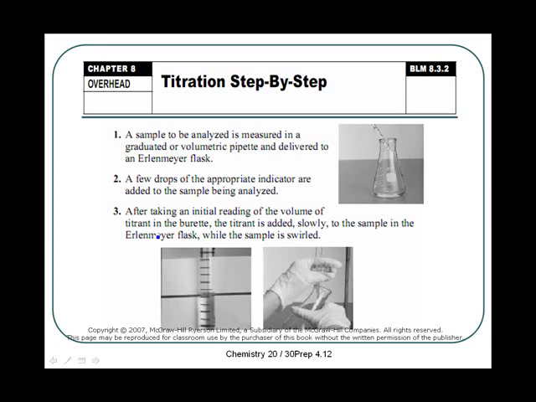After we take an initial volume reading from the burette, we start adding titrant. So we fill our burette with titrant, we take an initial reading from our burette, and then we slowly start to add it to our sample flask while we swirl it. And the swirling is just to make sure that our titrant and our sample are mixing completely.